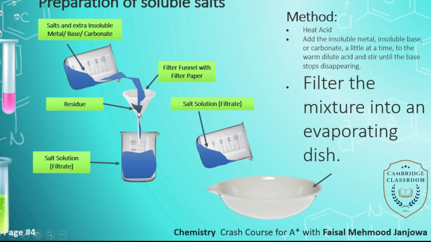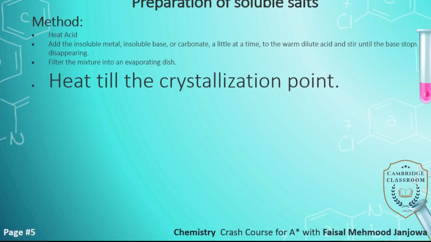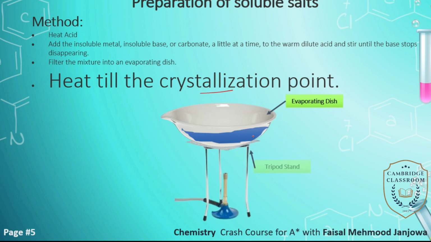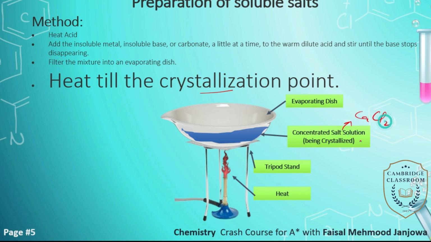In this case, the residue would be calcium carbonate that was unreacted, and later on this filtrate that contains crystals of calcium chloride is transferred to the evaporating dish and we would heat it till the crystallization point. This is the evaporating dish that contains the filtrate in it. This is a concentrated solution of calcium chloride that is being crystallized. At the crystallization point, the crystals start forming and we can filter it out later.